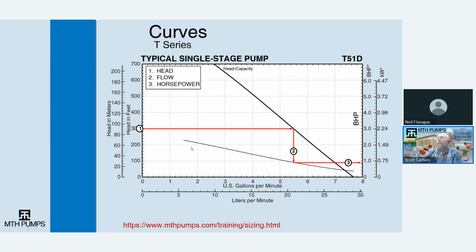From there, there's a brake horsepower curve on all of our close coupled pumps that you would go straight down from where that intersects till it intersected the brake horsepower curve. And then you would go over and you would see that it hits just under 1 horsepower. So a 1 horsepower motor would be the motor you would want to use for this.